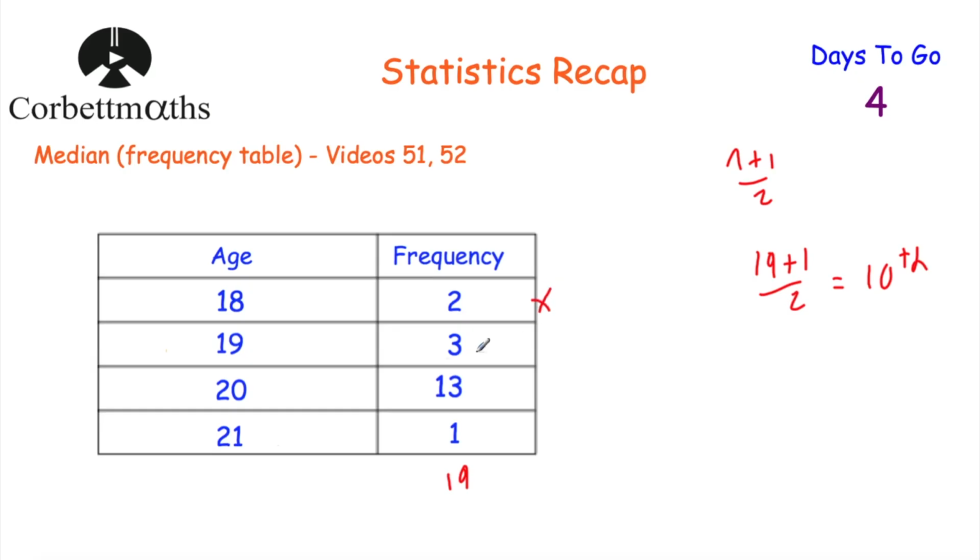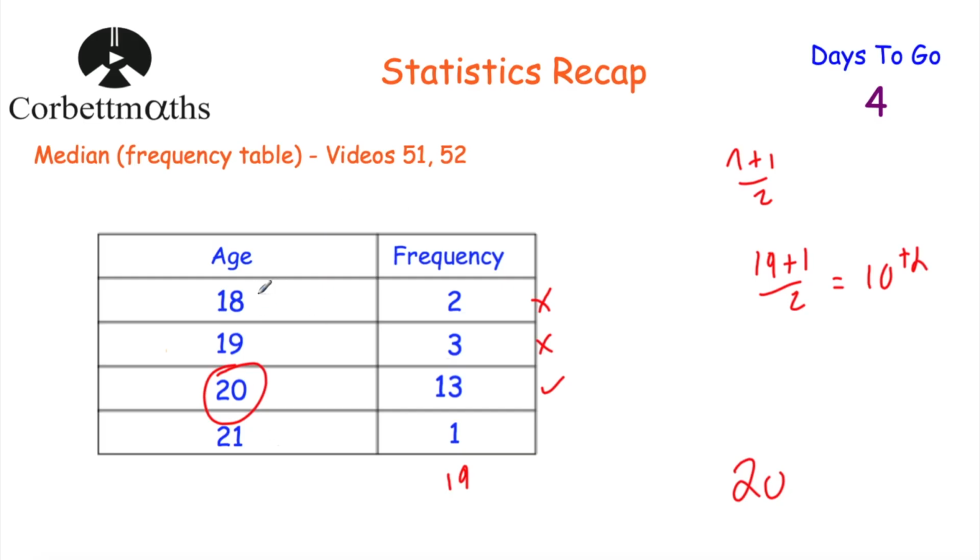So the 10th person is not on there. So that's 5 people altogether. 10th person's not on there. The next 13 people, yes, the 10th person will be in there. So that means the median in this case is equal to 20. I said you could list them all out, but if the frequencies are quite large, then that's quite time consuming. So n plus 1 divided by 2 helps you find the position of the median.